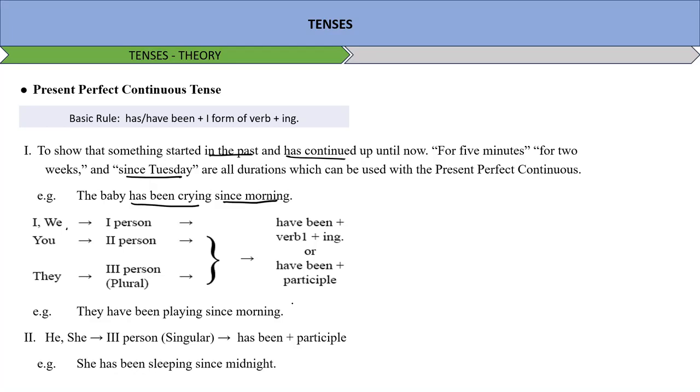He, she, third person singular. What will follow with that? With that we will follow has plus been plus participle. She has been sleeping since midnight.